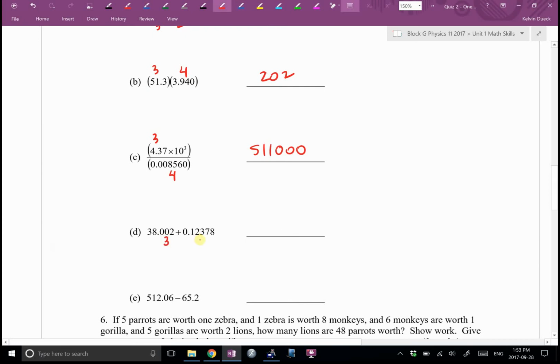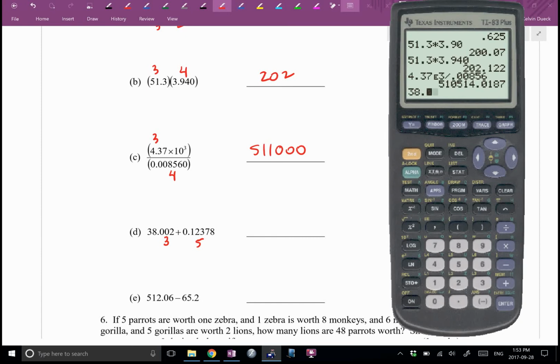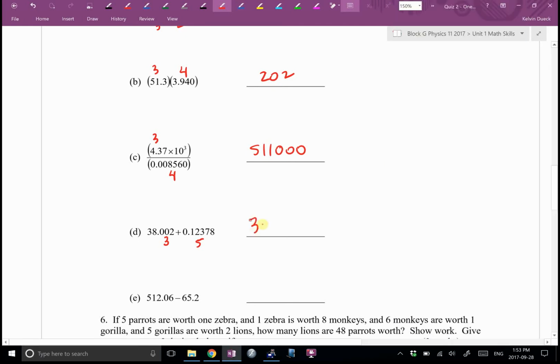Adding: 3 decimal places, 5 decimal places. I'm going to go to 3 decimal places. That's the shortcut if you don't want to write them vertically. Three decimal places. I'm going to go to this 5 right here. Is that 5 going to stay a 5 or become a 6? It's going to become a 6. 38.126. Yes? No? Am I wrong?